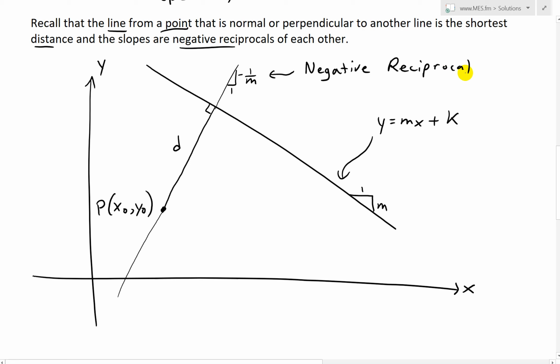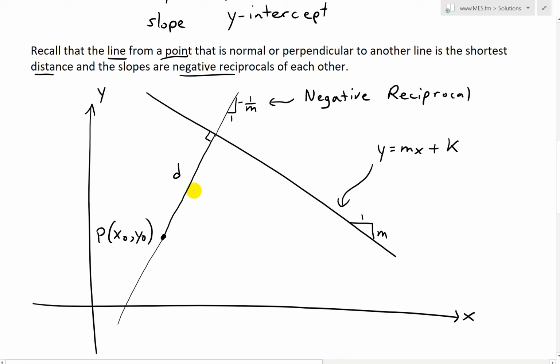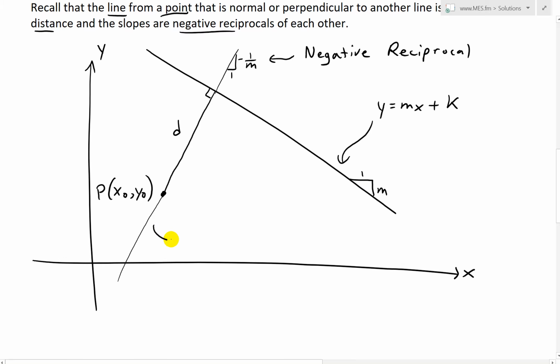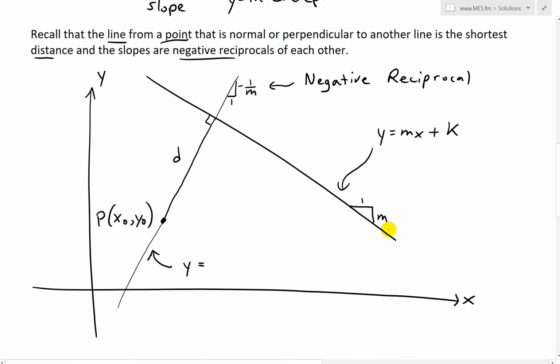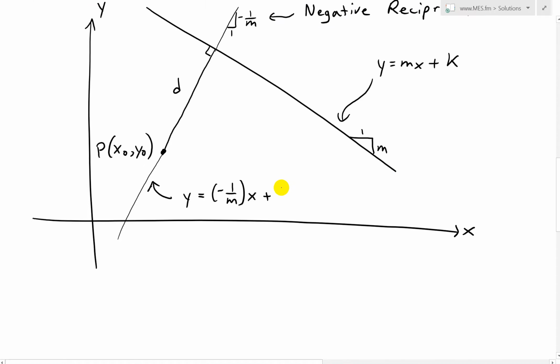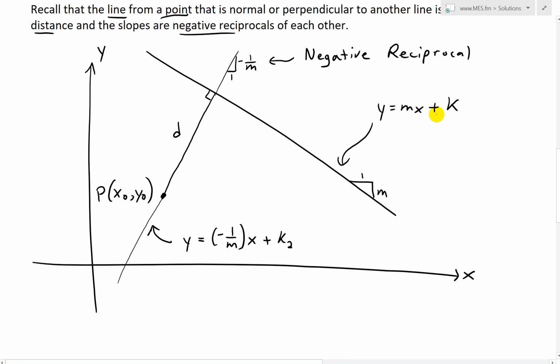So the equation of this line across here is going to be y equals slope times x, and the slope is going to be the negative reciprocal of m, so y equals negative 1 over m times x, and the y-intercept I'll write as k2. That's the equation of this line, and this one is y equals mx plus k. I'll call this line L1, circle it, and this one here L2, just for reference. So that line is L2.